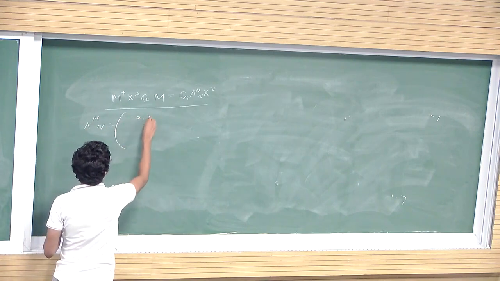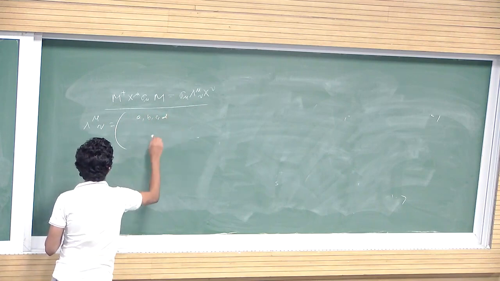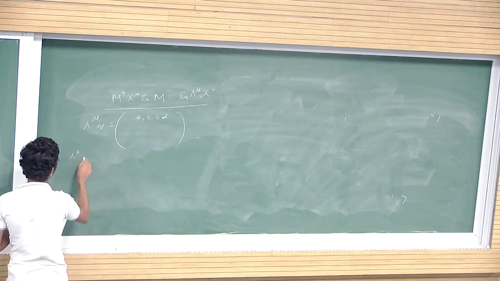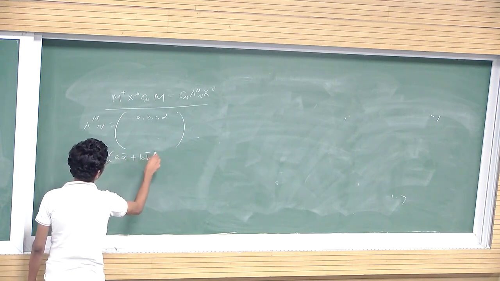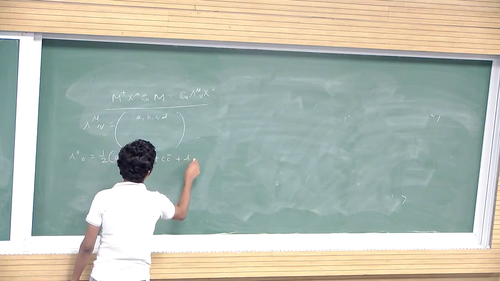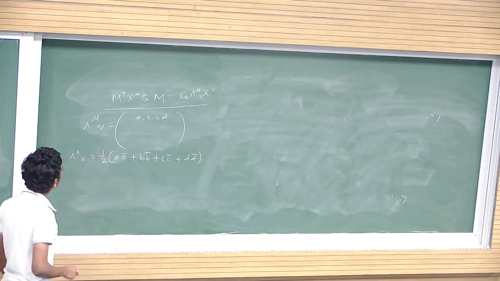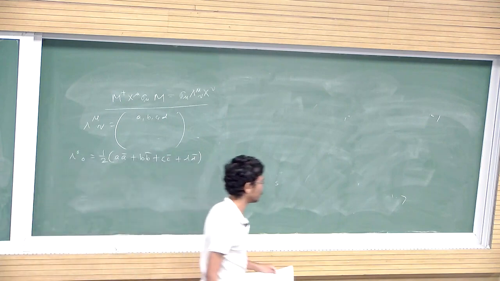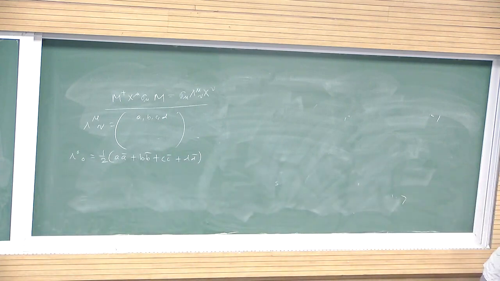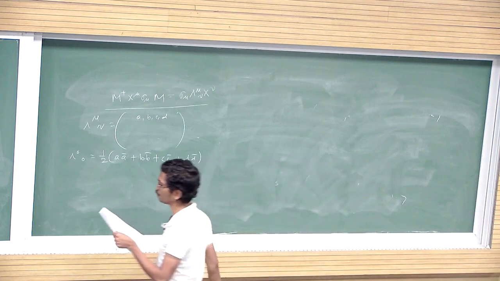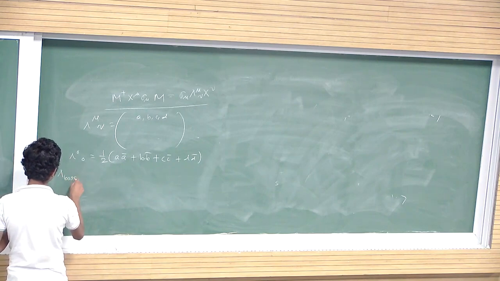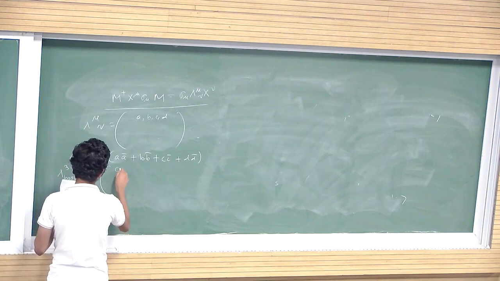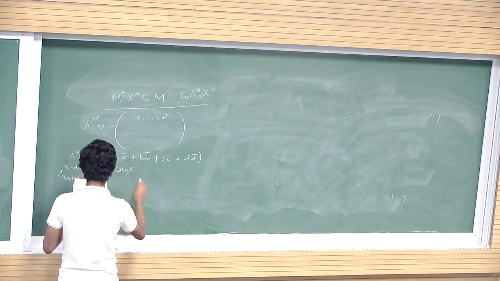I am not writing down the matrix. For example, Λ^0_0 will be given by half of A A bar plus B B bar plus C C bar plus D D bar. I am just giving one example. Consider the boost in the third direction. That is given by cosh chi, 0, 0, and so on. This chi is the rapidity.